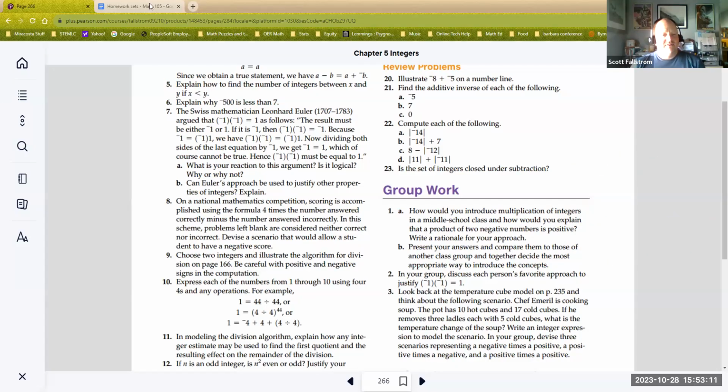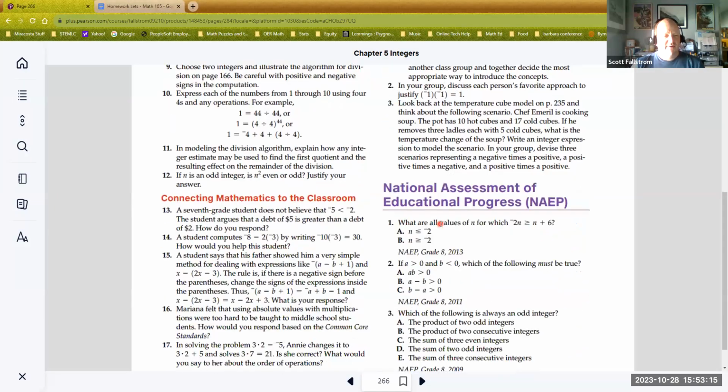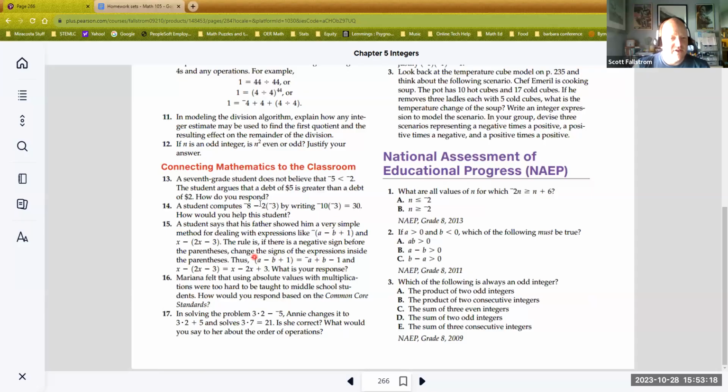Okay, let's see here. So what, 3 through 5? And 12 through 17. Okay, so now we're dealing with some student questions. Oh, if n is an odd integer, is n squared even or odd? Interesting. In the last chapter, in chapter 4, we said if n squared is odd, is n odd? Now we're doing the converse.